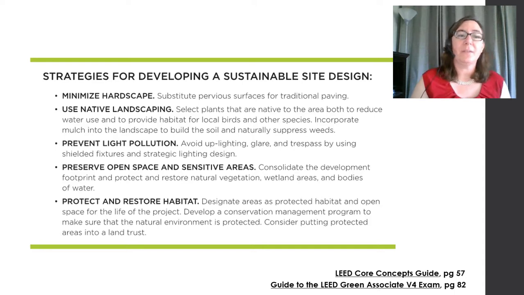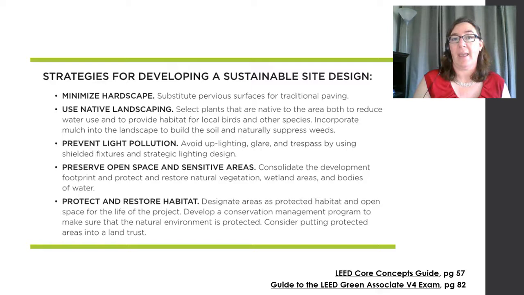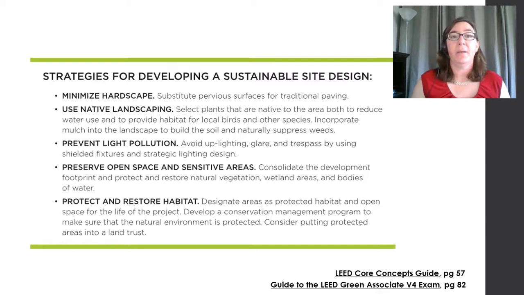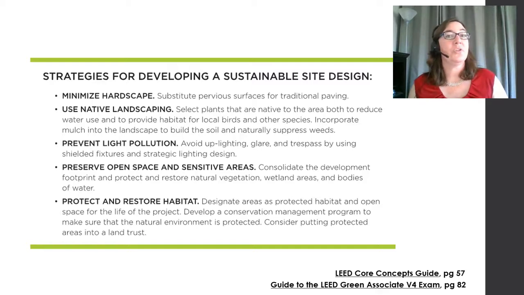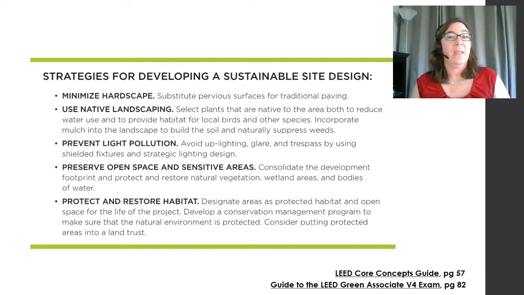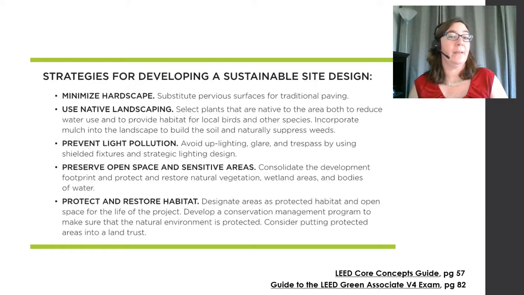So what are some of these design strategies? The first one is to minimize the hardscape. Hardscape is any kind of impervious substance. That's substances that water won't move through. And usually we're talking about pavement here. The next one has to do with choice of landscaping plants. It's important to use native landscaping and select plants that can reduce the water use and provide habitat for local wildlife.